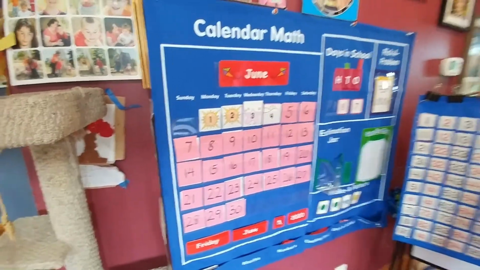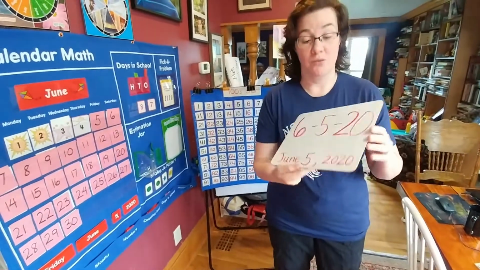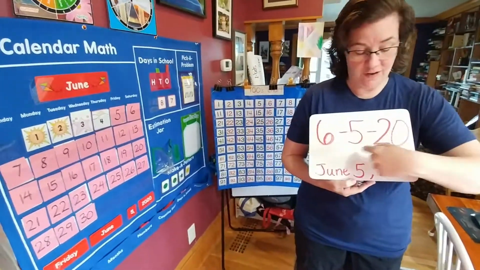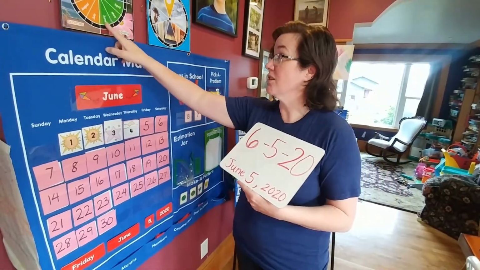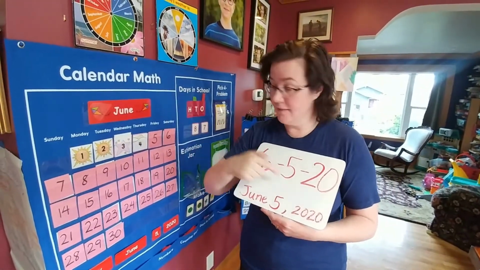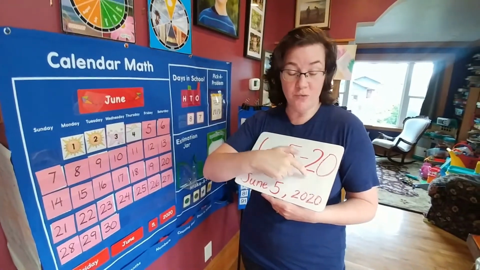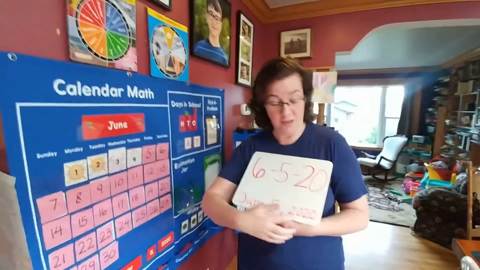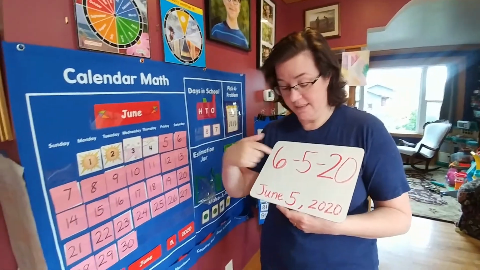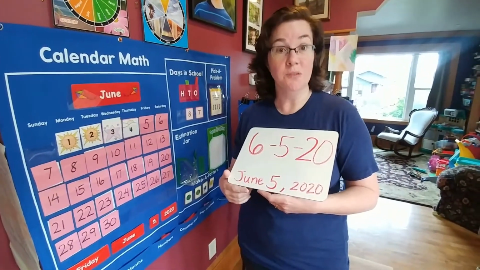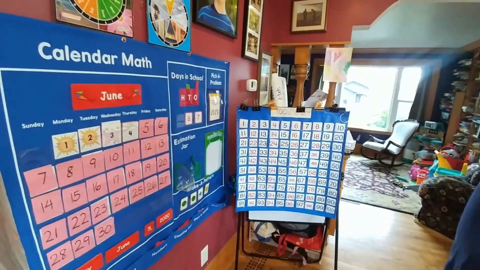Abbreviated means shortened. A shortened way to write June 5th, 2020 is 6-5-20. The 6 represents June. June is our 6th month. The 5 represents the day. Right? Today is June 5th, that's the 5. And the 20 represents the last 2 digits in 2020. Right? That's the year. So we have 6-5-20, June 5th, 2020.